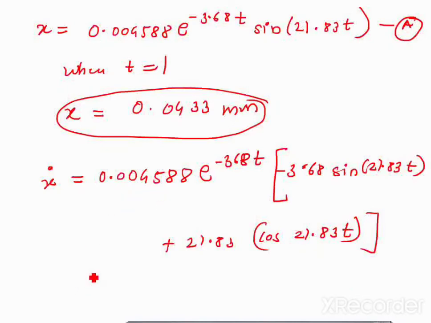Now when t is equal to 1, put t equal to 1 in this equation, put it into the calculator, and you get x dot equal to 2.205 mm, which is nothing but mm per second, because I have considered x in mm, so I am getting mm per second. So this is how we have to solve this type of problem. I hope you have understood.